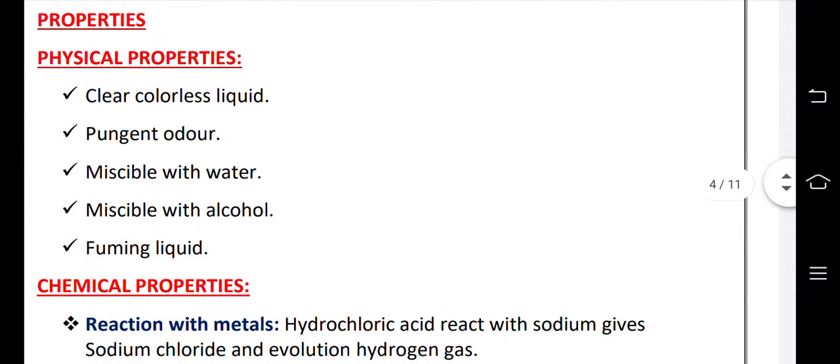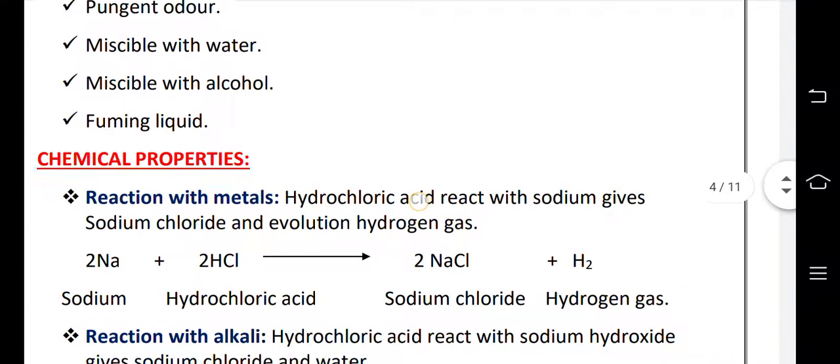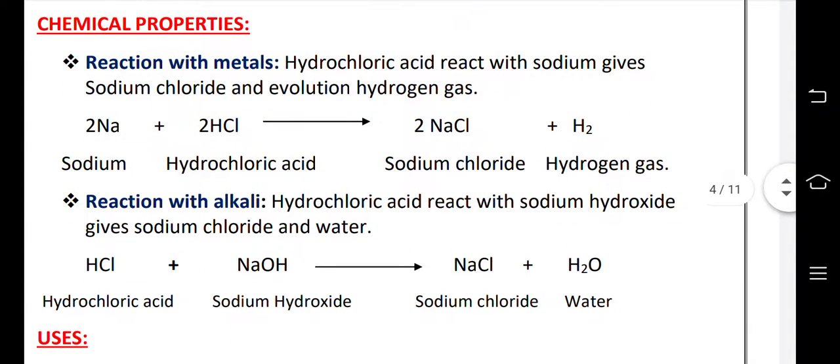Now coming to properties of hydrochloric acid. Physical properties include that it is a clear colorless liquid and it has a pungent odor. It is miscible with water, miscible with alcohol, and it is a fuming liquid. Now coming to chemical properties.